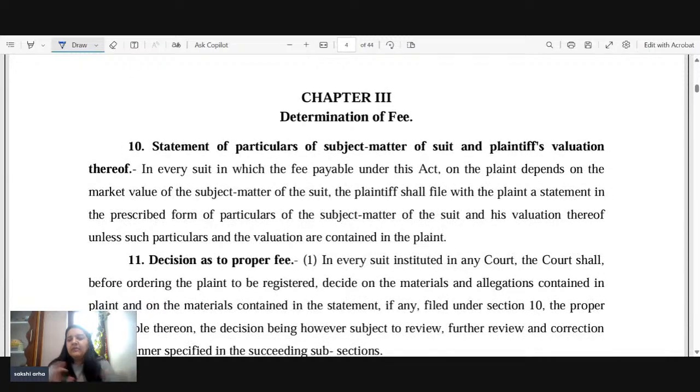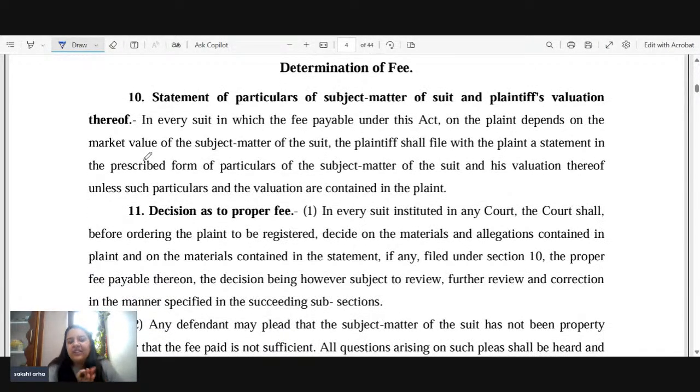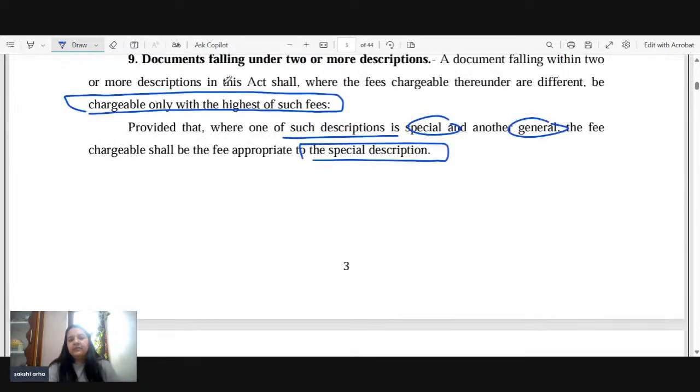All right, so this was all about how fees will be paid. Now determination of the fee, chapter 3. Okay, fees को कैसे हम determine करेंगे, how fee will be determined. So let's start with section 10. Is there any doubt from the earlier chapter? Please tell me.